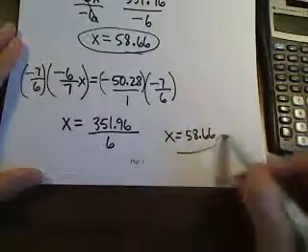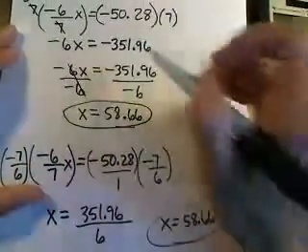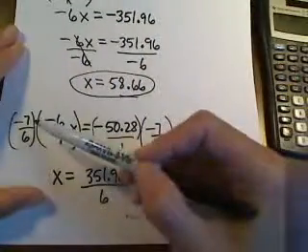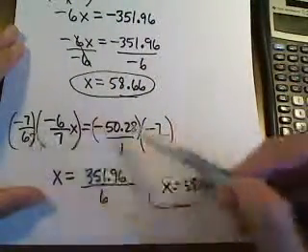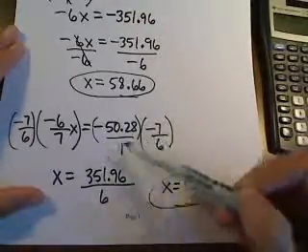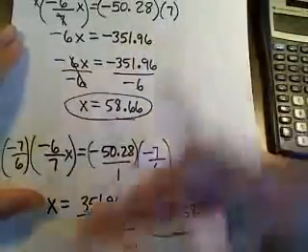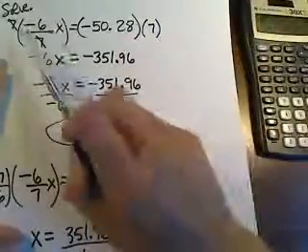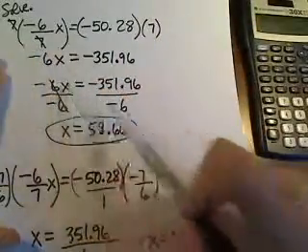58.66. What I want you to recognize is what I did up here in order to clear fractions was the same thing that we did here. We just actually did both steps in one step down here using the multiplication principle. Okay, up here we did them separately. We multiplied first and then we divided.